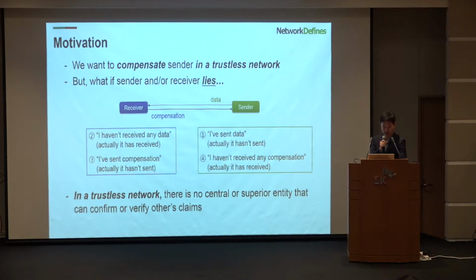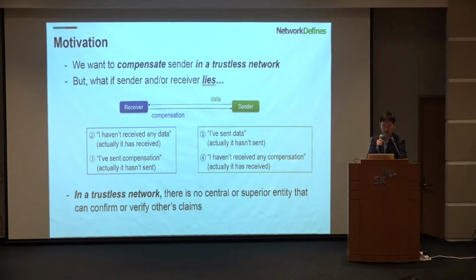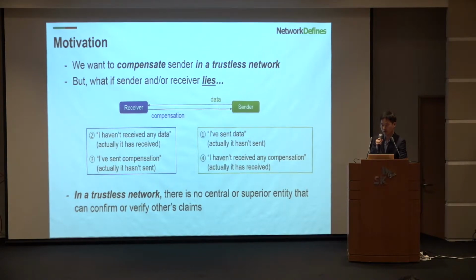So the motivation is we want to compensate the sender in a trustless network. Since ordinary peers do not have any access to the internet, I mean the routers, each peer cannot confirm or verify a sender's data delivered to a receiver, to each other, and also to other peers. So there are many lies a sender or a receiver can tell.